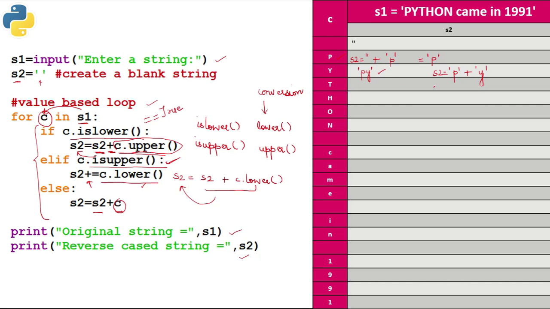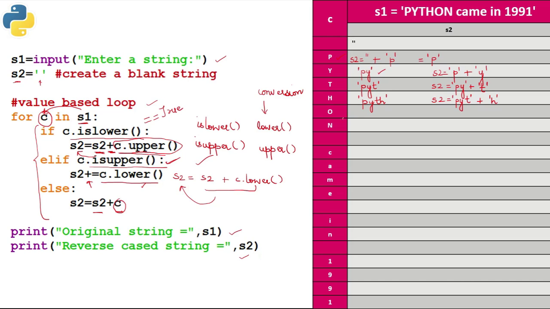Similarly, when the next character is fetched, that is also in uppercase. So my string at present is py, so S2 is equal to py plus lowercase of t. What is S2 now going to contain? pyt in small case. Fine. Next character h, again isupper will become true. So what is my S2 at present? My S2 at present is pyt, and I'm going to concatenate it with the lowercase version of h, small h, and thereafter my string will become pyth.